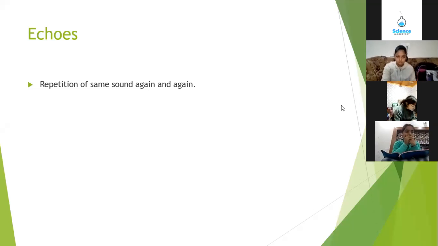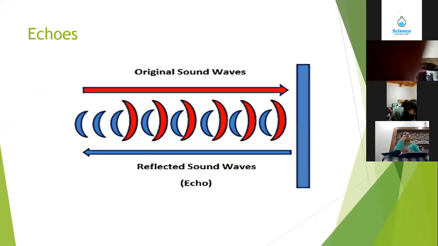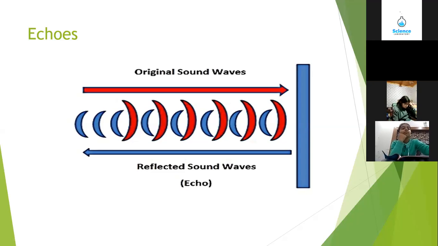Why does this echo happen? When you are saying something or producing a sound, that sound moves in the form of waves. Sound is basically signals. So when you are saying something, that sound moves in the form of waves. When these waves hit an object, any hindrance that comes in the path of the sound waves, then the waves of the sound reflect back.